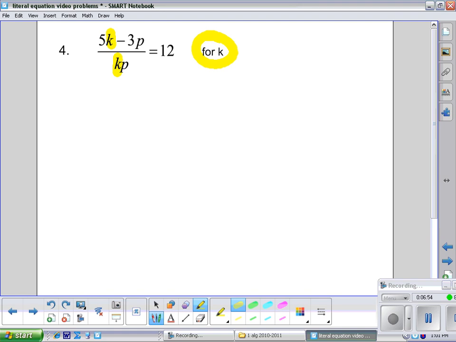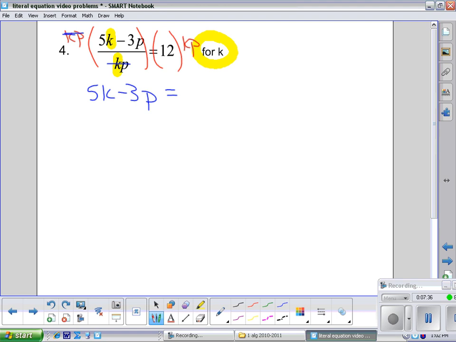So what we're going to do is, just like one of the previous examples, I think that was example number 1, we are going to multiply both sides of the equation by the quantity kp, so we can get that kp out of the denominator, because I don't like it there. So I'm going to put parentheses around both sides, and I'm going to multiply the left side by kp, and the right side is going to get multiplied by kp. Now on the left side, since we have factors of k and p, both in the numerator and the denominator, it's okay for me to cancel those two out. So I can cancel out kp with kp, and all that's left on the left-hand side of this particular equation now is 5k minus 3p.